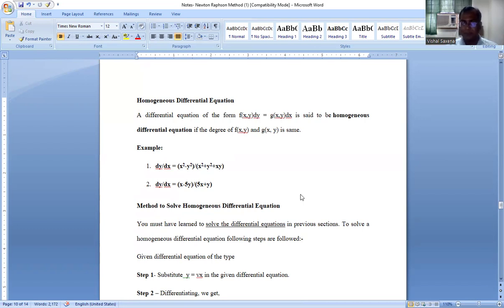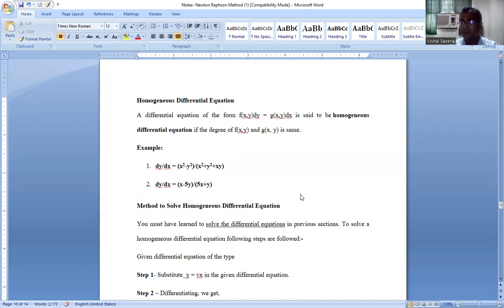homogeneous differential equation. In the last lecture we discussed differential equations and their order and degree, and one basic method of solution for the differential equation, called the variable separable method. In today's lecture, on homogeneous differential equations, first we have to understand the meaning of a homogeneous function.